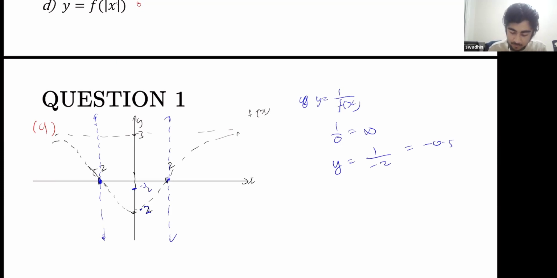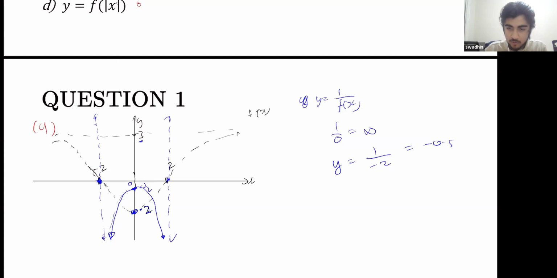And here, the graph is at a local minimum. The opposite is going to be true for the reciprocal graph. It's going to be at a local maximum, approaching infinity as it approaches -2 and 2, because the original graph approaches 0 at -2 and 2, approaching the 0 axis here. The reciprocal graph must approach infinity.